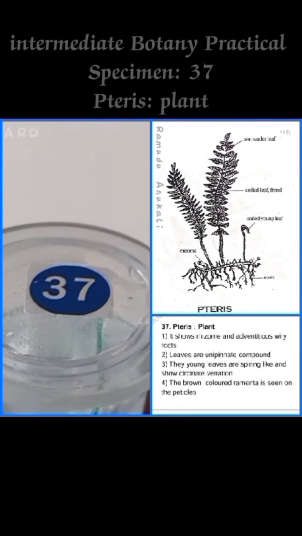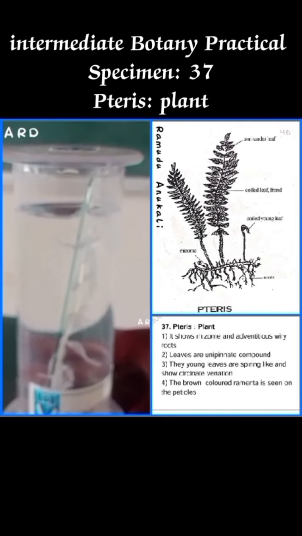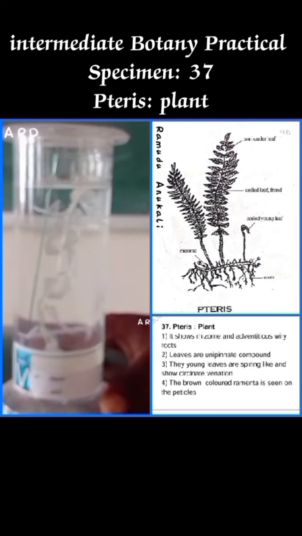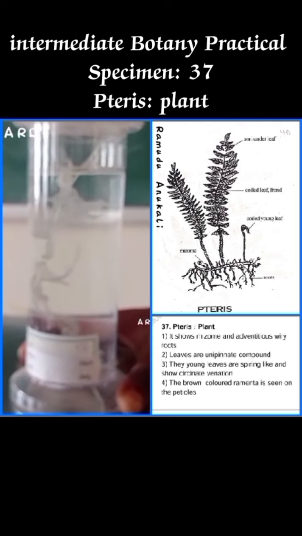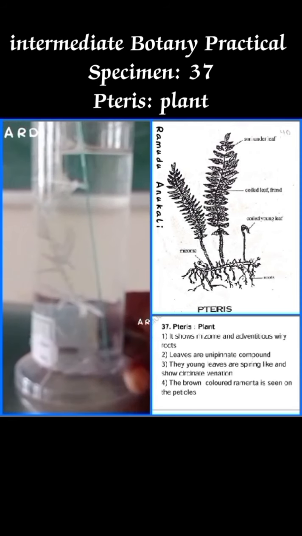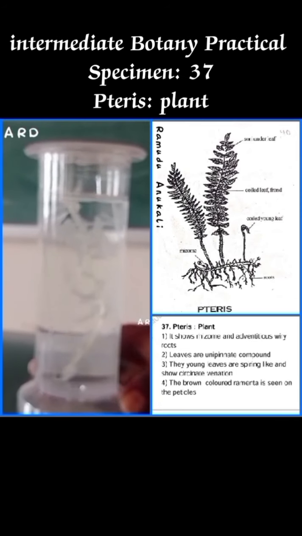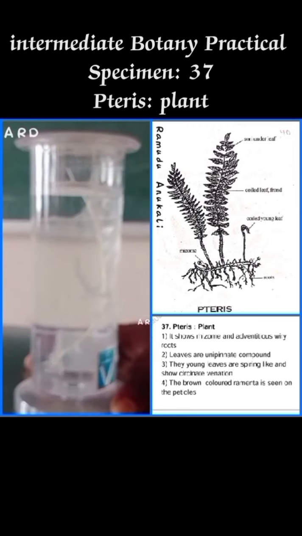Number 37. Specimen. Pteris plant. It shows rhizome and adventitious wiry roots. Leaves are unipinnate compound. The young leaves are spring-like and show circinate vernation. The brown colored ramenta is seen on the petioles.